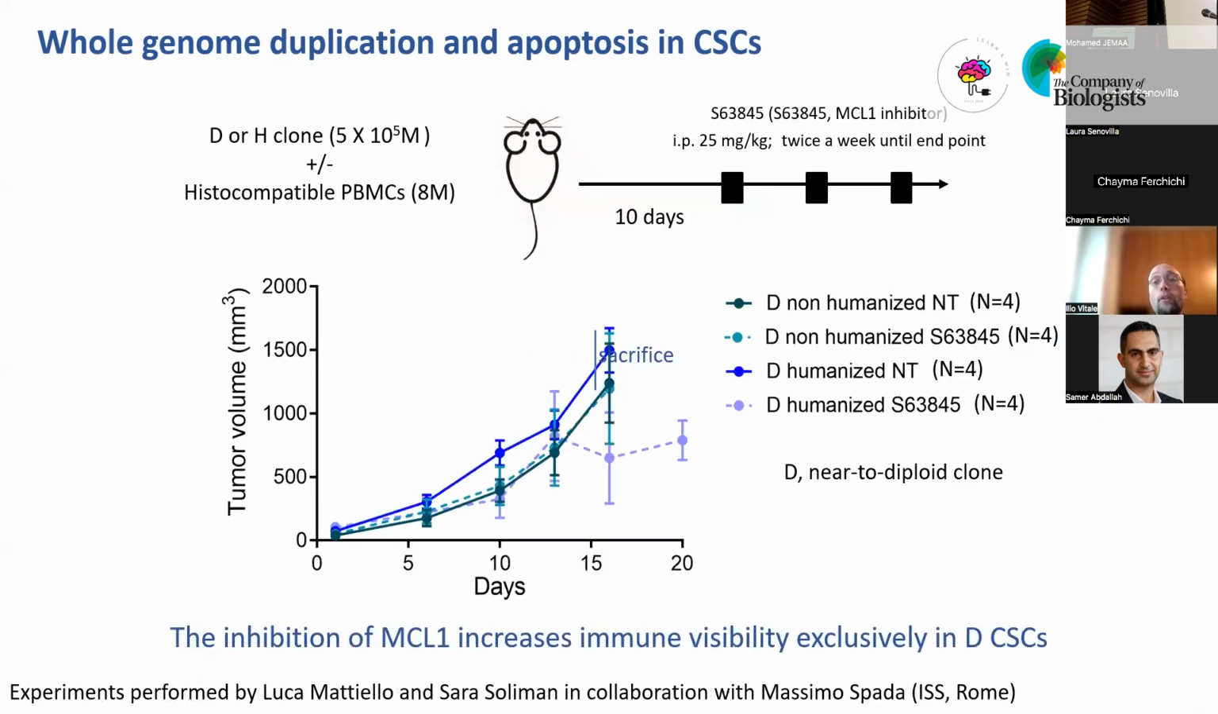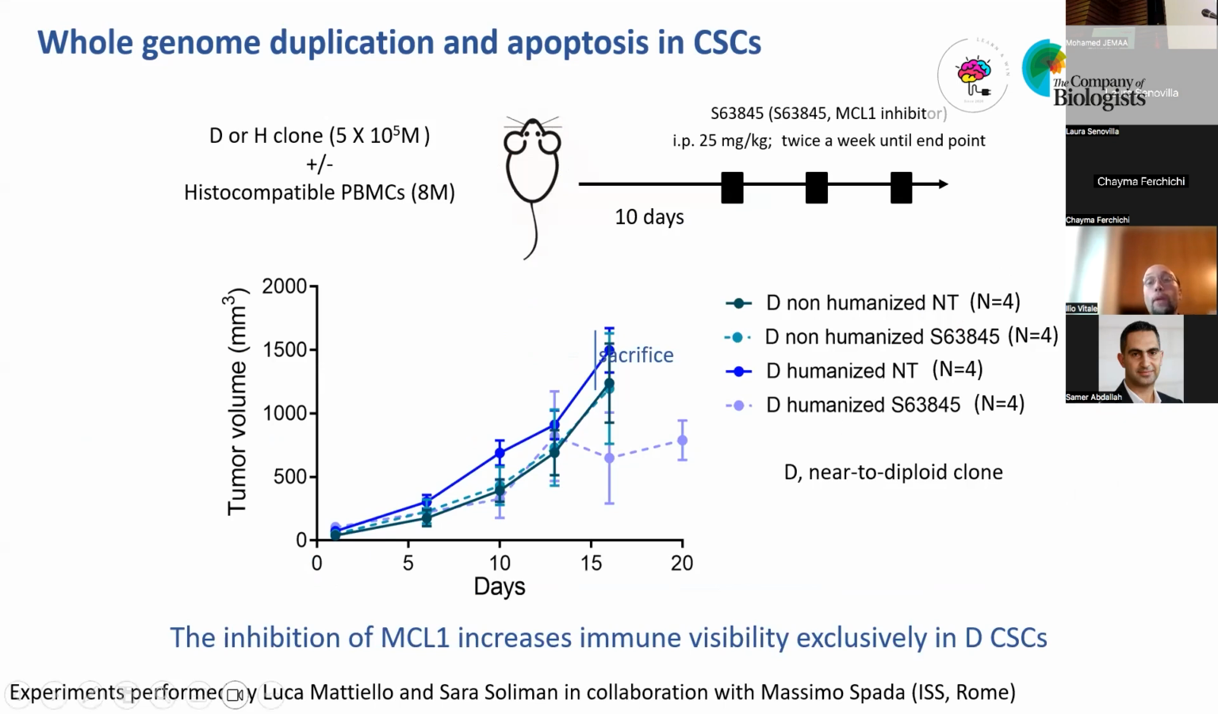More importantly, we observed that in a humanized model, the inhibition of MCL1 increased cell death exclusively in the presence of the immune system.